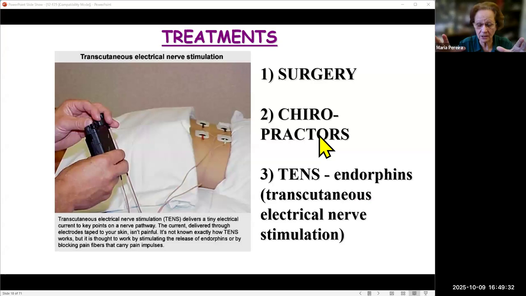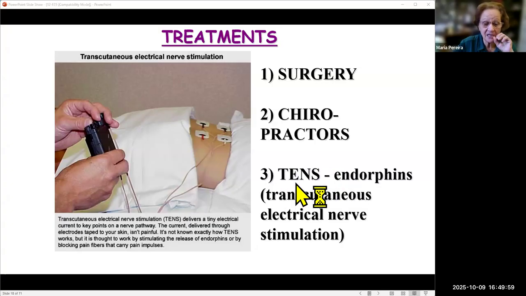Chiropractors, so through massage and straightening out the position of the individual, chiropractors have a big role to play in this herniated disc. And then there's this practice known as TENS. What does TENS stand for? Transcutaneous electrical nerve stimulation. So TENS, what does it do?